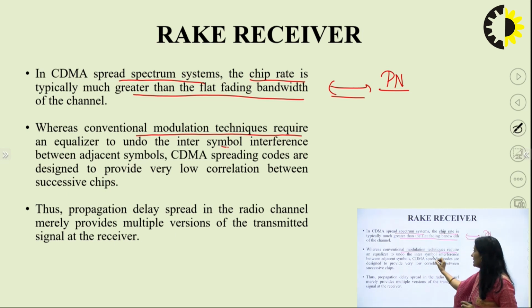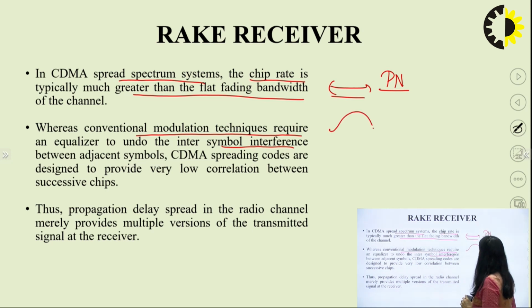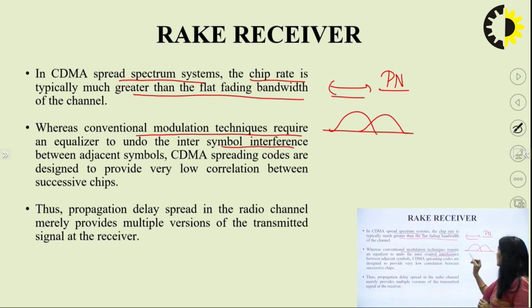So, what is this intersymbol interference? Intersymbol interference is the interference which is present between two components of multipath. Let's say this is one component of multipath and this is another component of multipath. There will be some interference because these are time shifted versions of the original signal. So, some part of that signal can collapse.